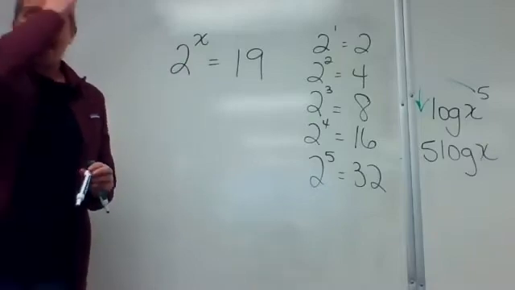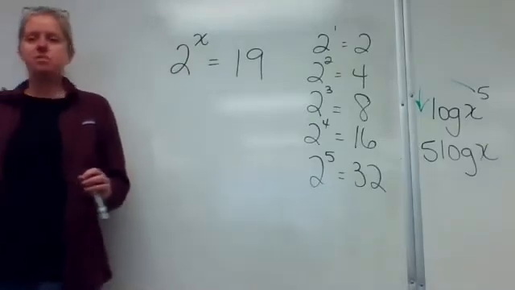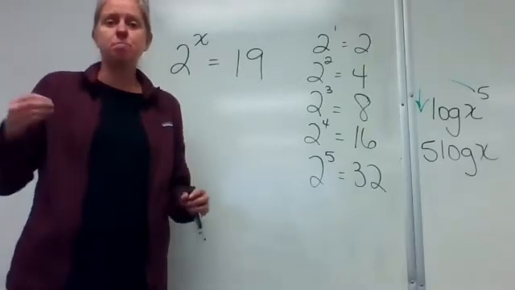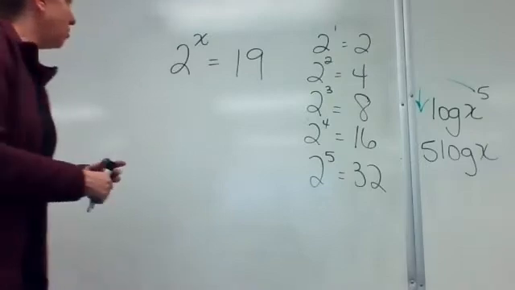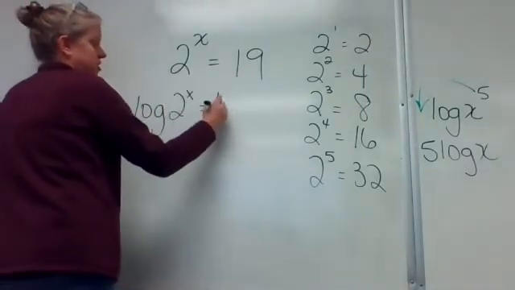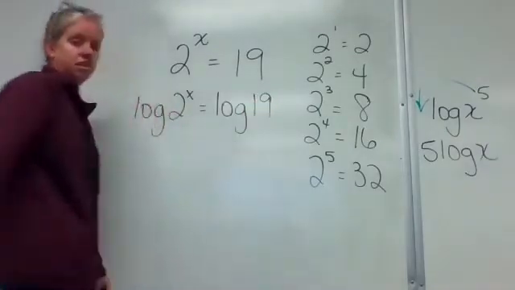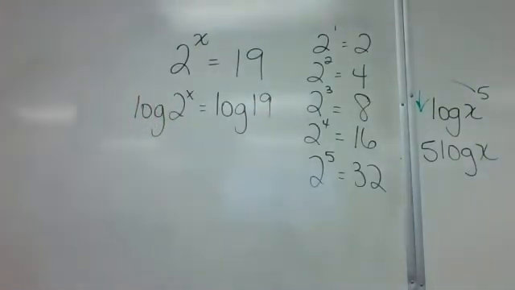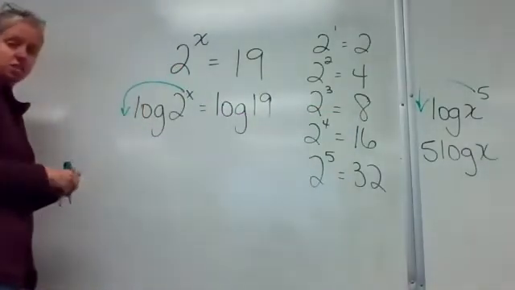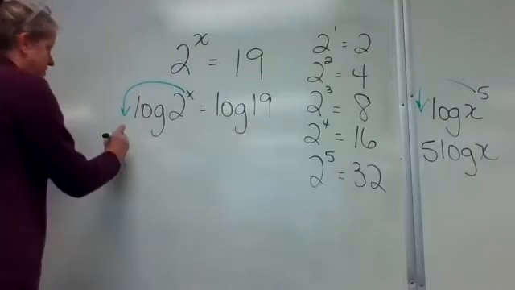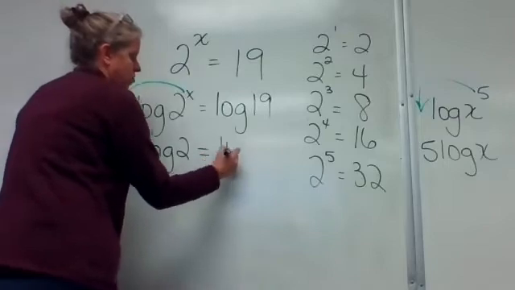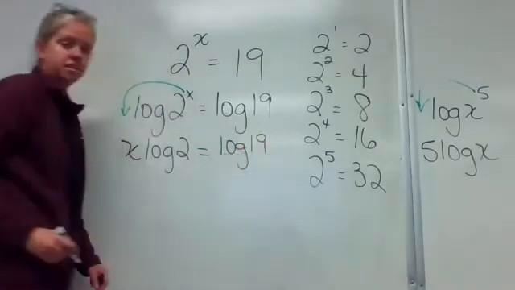Okay. Now I can do that because I can do absolutely anything I want to this equation as long as I do it to both sides. So if I log this side, I just have to log the other side. Now I'm going to use this property because now what can I do? I can bring the x out of the exponent. So now I have x times log of 2 equals log of 19.